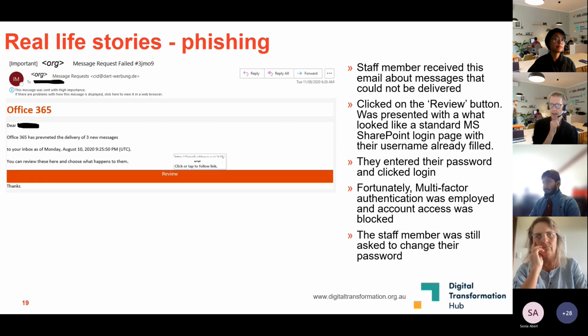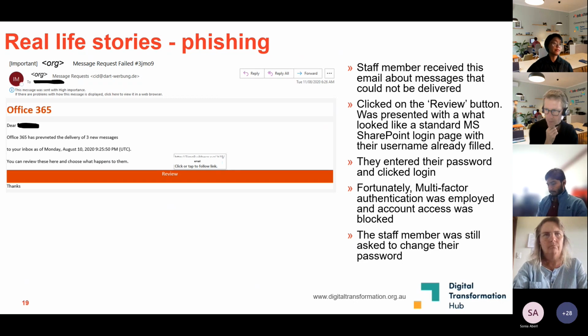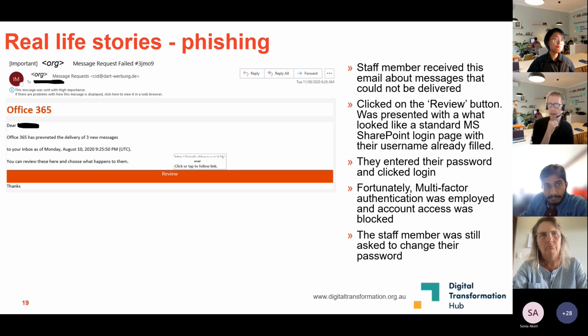This is just a little example of something that came in a little while ago, which we felt was worth talking through. This is a real life example. Staff received this email about a message could not be delivered. They then clicked on the review button because they thought, oh, that's a bit strange. Why has it not happened?